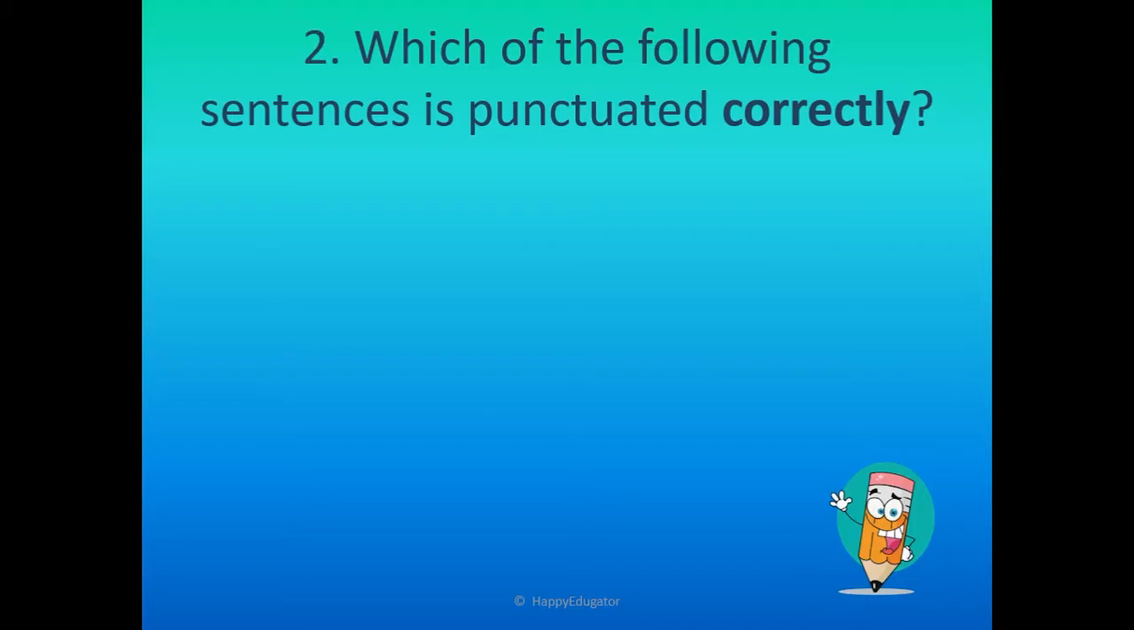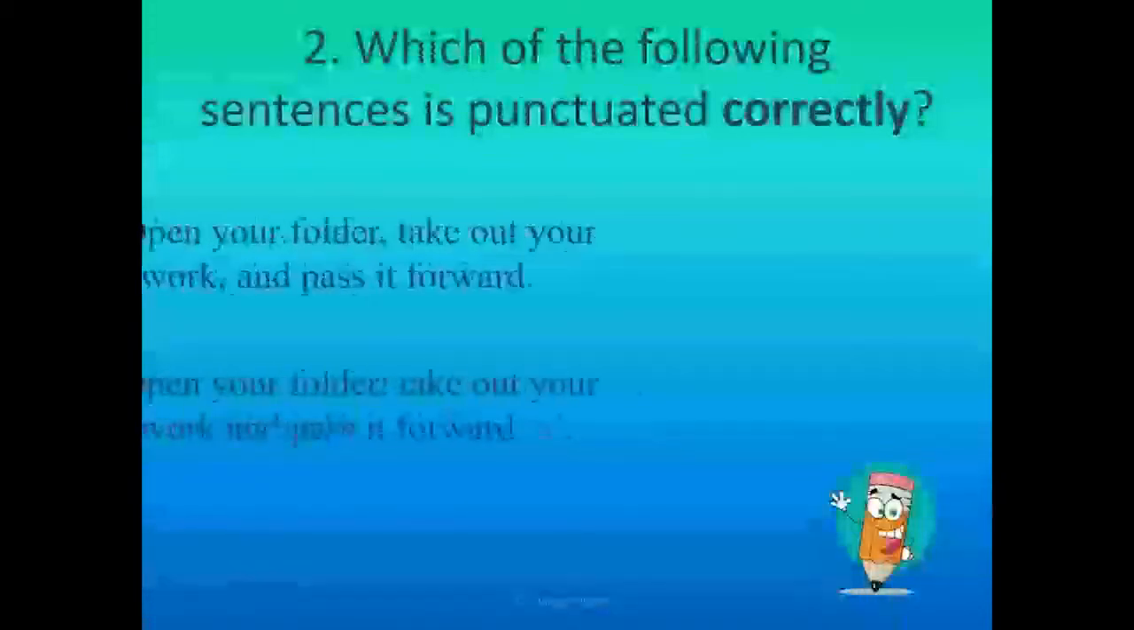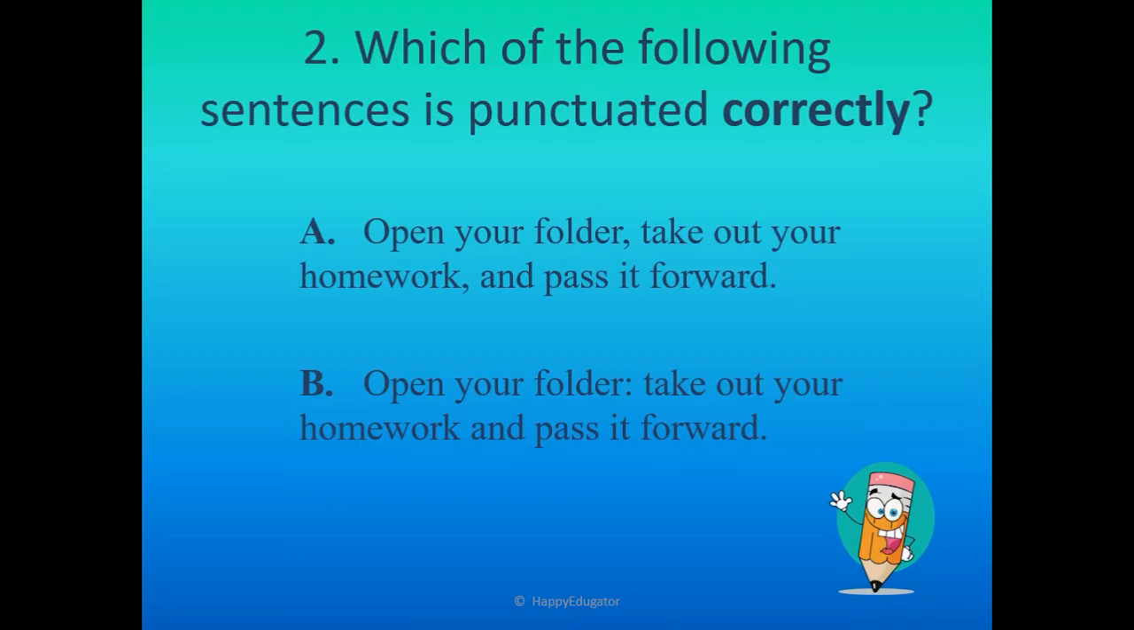So number 2, which of the following sentences is punctuated correctly? Open your folder, take out your homework, and pass it forward. You can see that there are commas separating in A, and there are no commas separating in B. So which one would be punctuated correctly? It's A. Because when you're listing, you need commas to separate what you're listing so that it doesn't combine all together. So here is a command that someone's saying, open your folder, then take out your homework, and then pass it forward. These are a series of things that you're doing, and they're listed, so you need a comma to separate them.